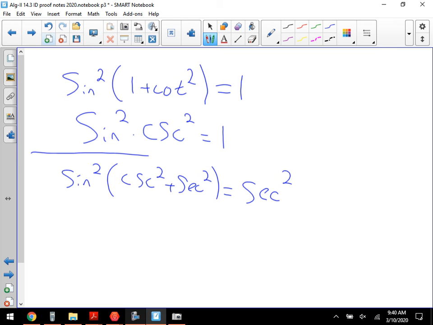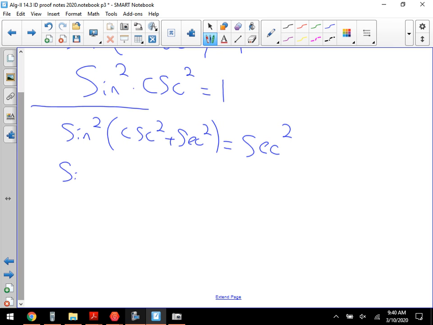Distribute again. Get sine squared cosecant squared plus sine squared secant squared. What's sine squared times cosecant squared? 1. Sine squared secant squared is sine squared over cosine squared. Tangent squared. Which is secant squared. Bless you.